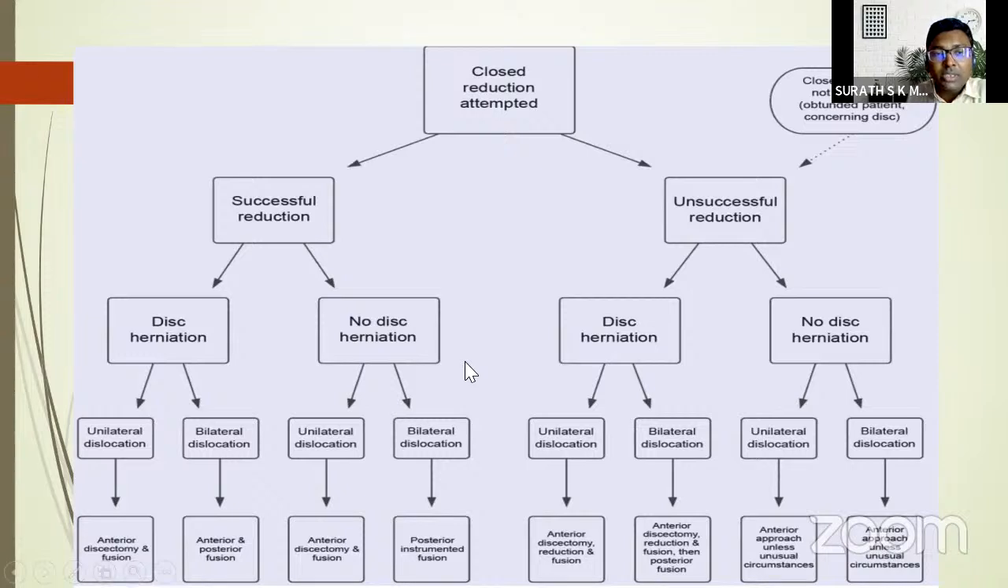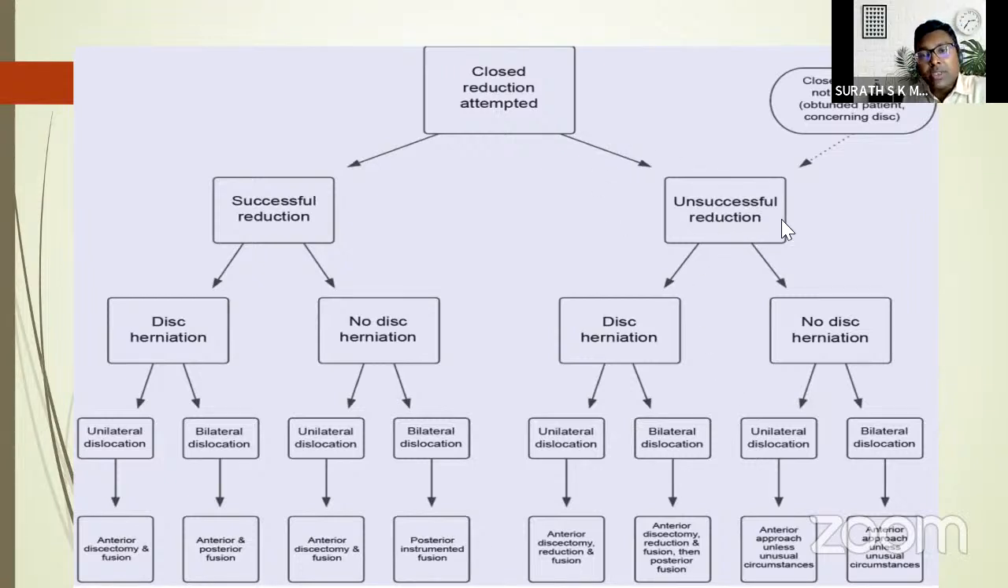If there is no disc herniation after successful reduction, once the MRI is done, if it is unilateral, go for an anterior approach only. If it is bilateral, although it's bilateral, if there is no disc herniation, they recommend posterior instrumented fusion only. But I know it depends on the surgeon, because some might go for a combined anterior and posterior approach as well.